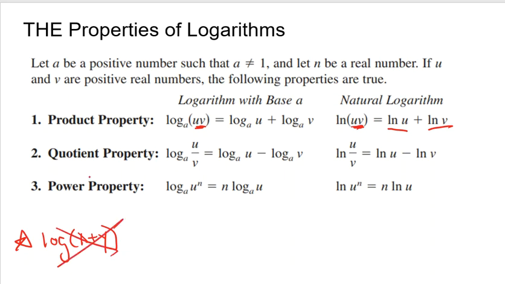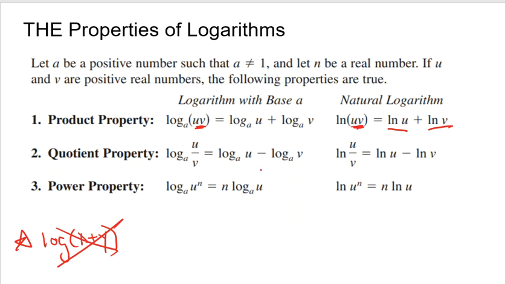Okay. The second rule is the quotient property. It says if you are dividing 2 values inside of a log, so log base a of u divided by v, you could split that up with subtraction. So it's log of the numerator minus log of the denominator. The denominator has to go after the minus sign. And again, same thing with natural log of u divided by v. I'm dividing, so I could separate that with subtraction. Natural log of u minus natural log of v.